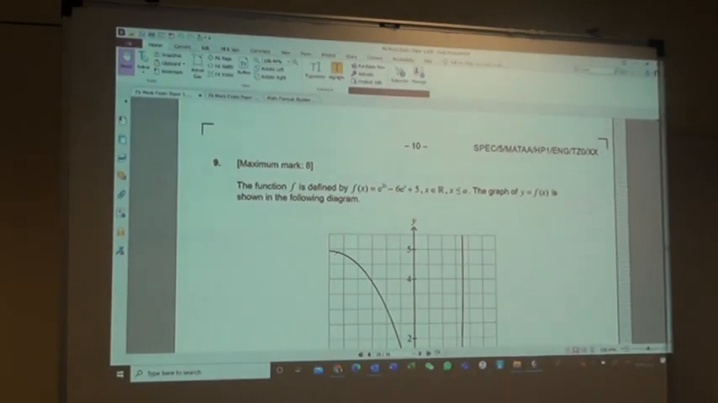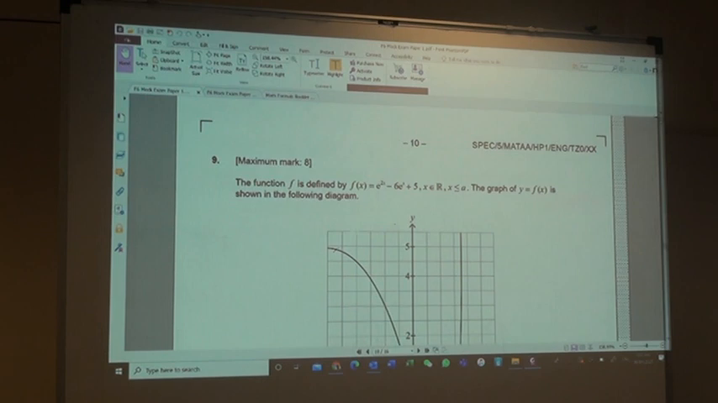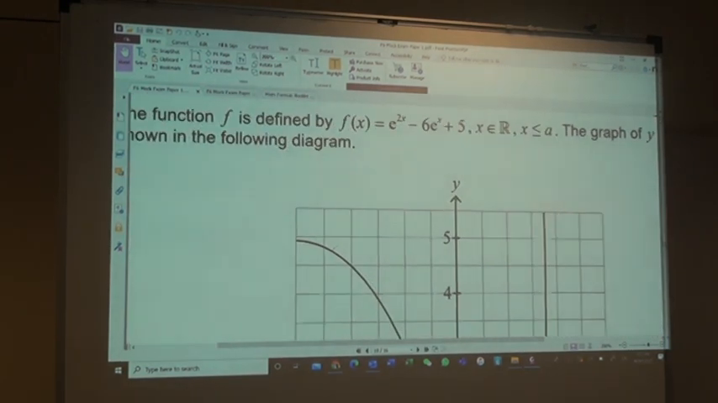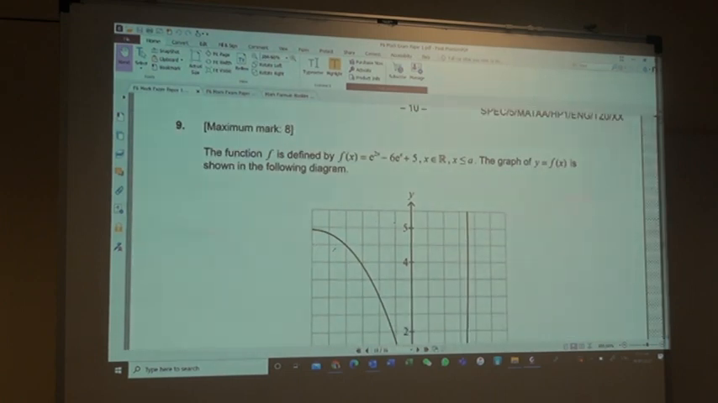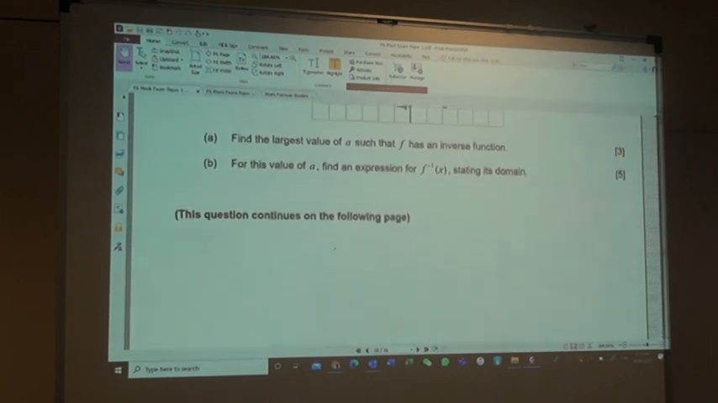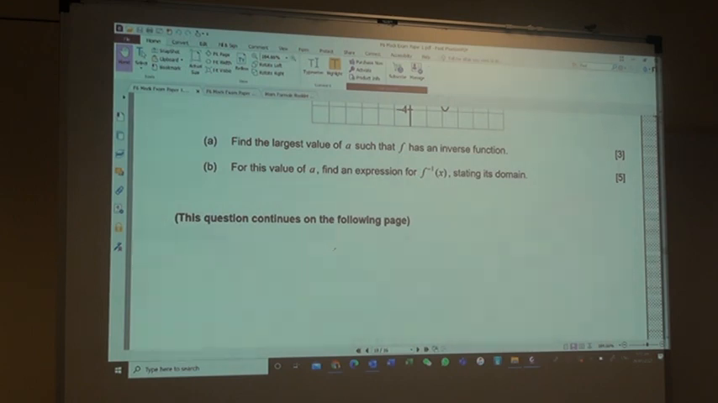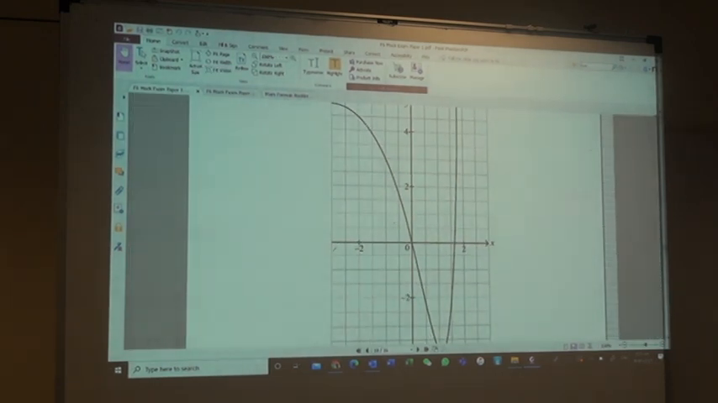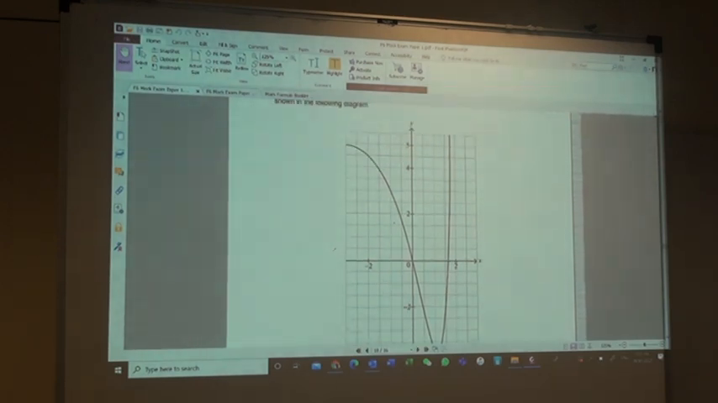The question says, this function is given in this graph as follows. And there are two questions, easy questions actually. Find the largest value of A such that F has an inverse. And this is where it is tricky. I understand why some of you might be confused.